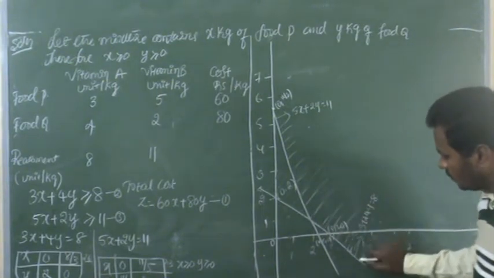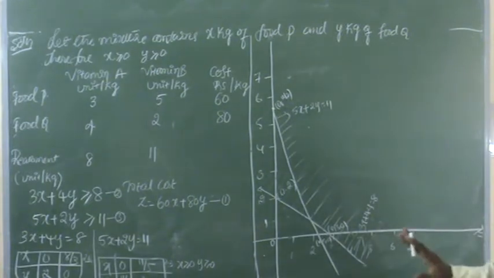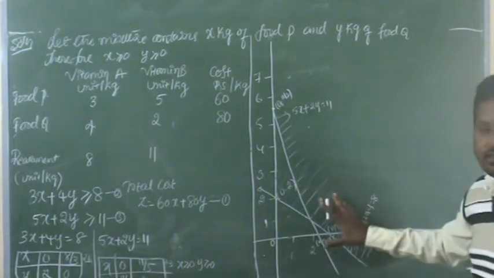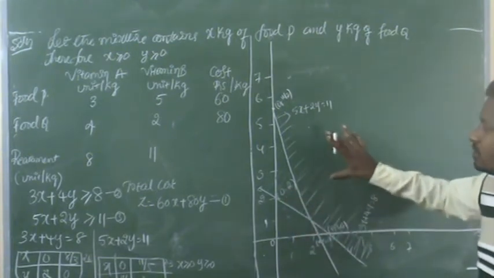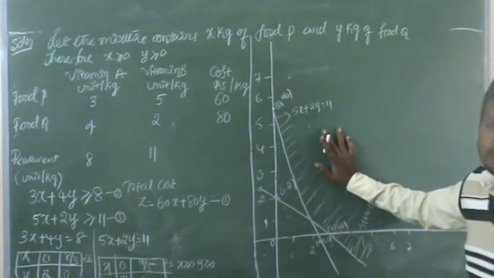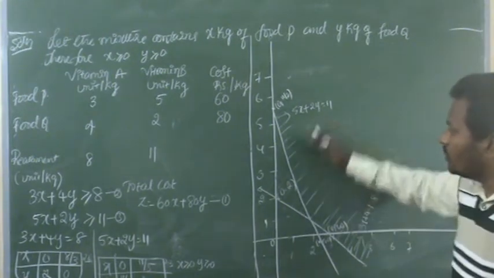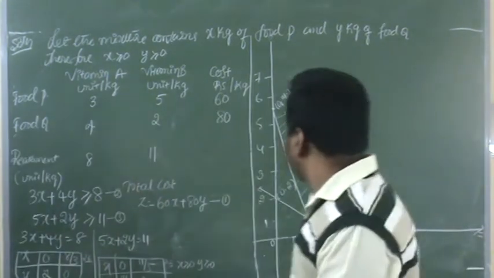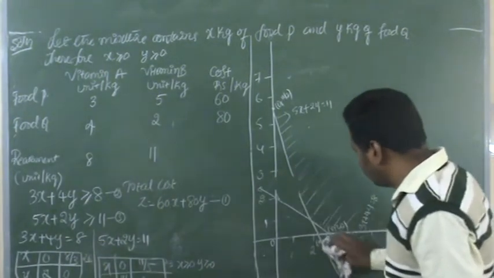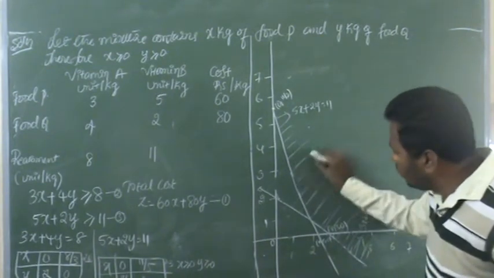See here, no common region is determined for all the constraints including the non-negative constraints. Okay, therefore this region is called an unbounded region. This is an unbounded region, it only comes above, the shaded part like this.